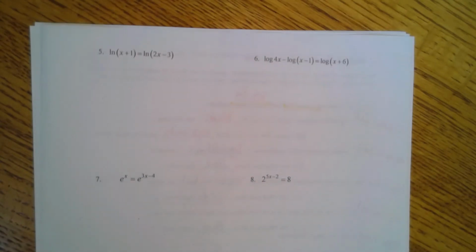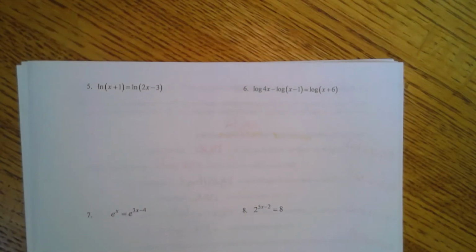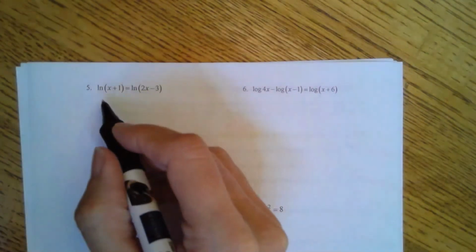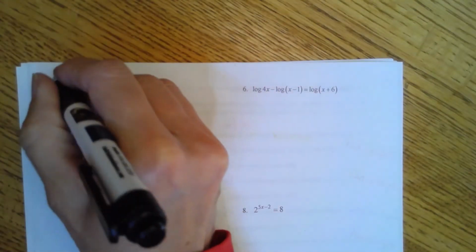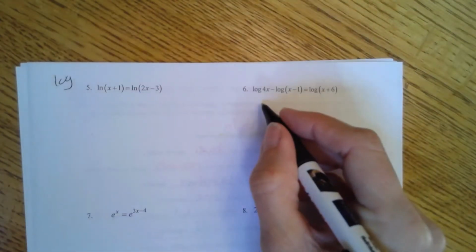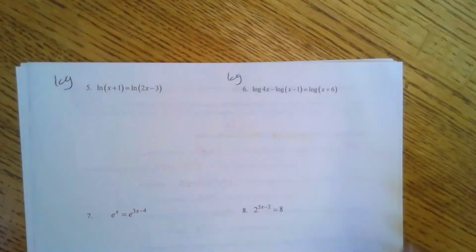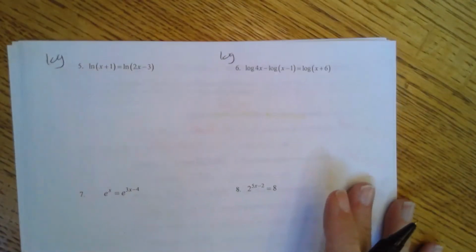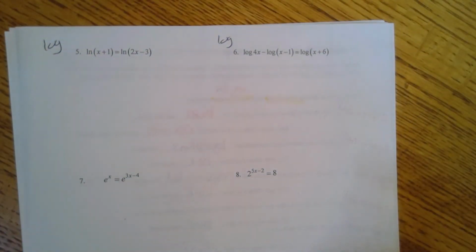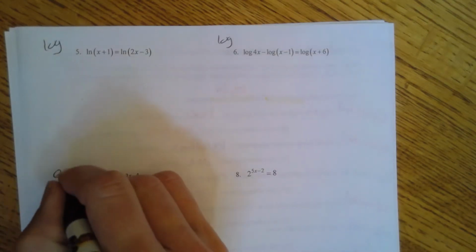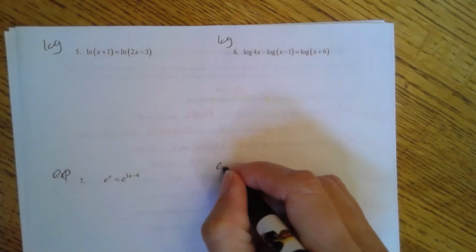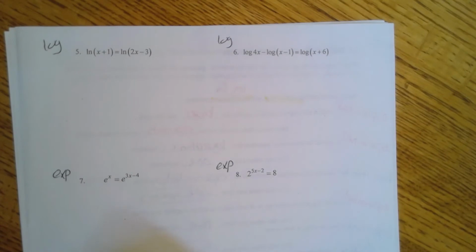So number 5. Is this a log equation or an exponential? Again, whenever you see log or ln, you know it is a log equation. Just like number 6 is also a log equation. Now number 7, some students always want to say that's log. That is not log. There is no log, there is no ln, so it's definitely not a log equation. That's just back to an exponential. And 8 is also exponential, 9 is back to a log, and 10 is back to a log.